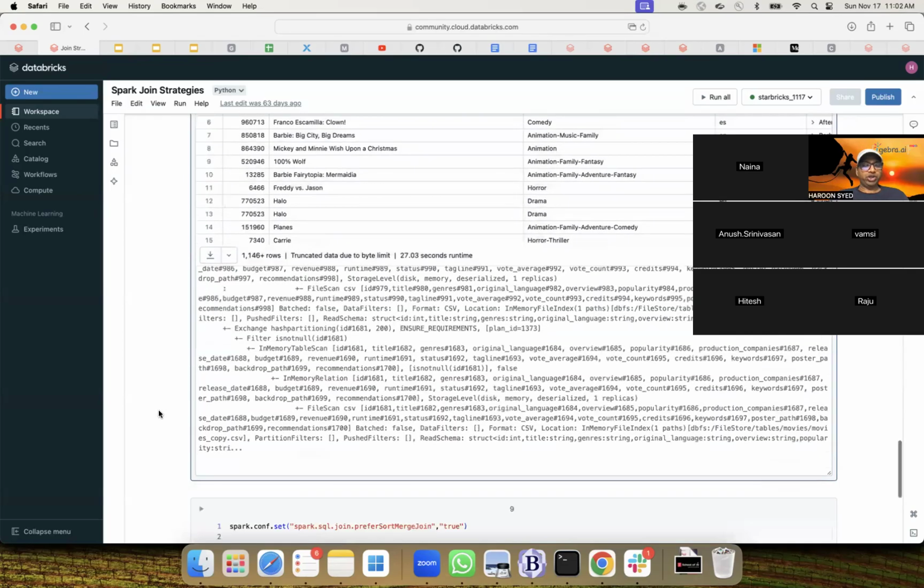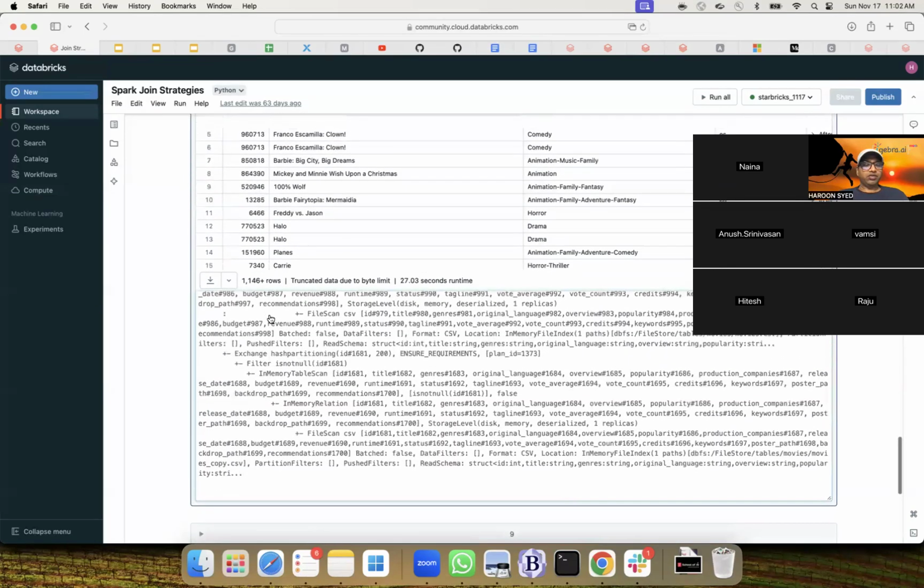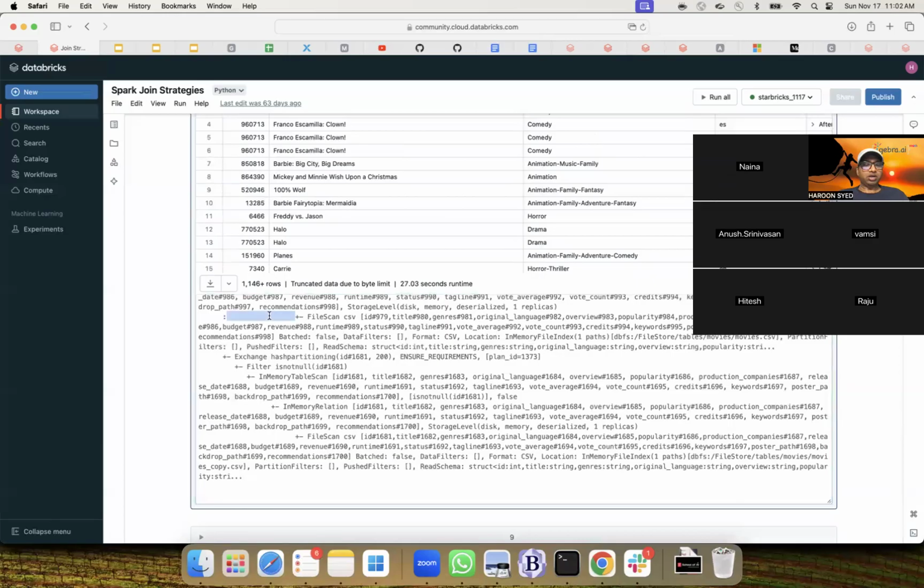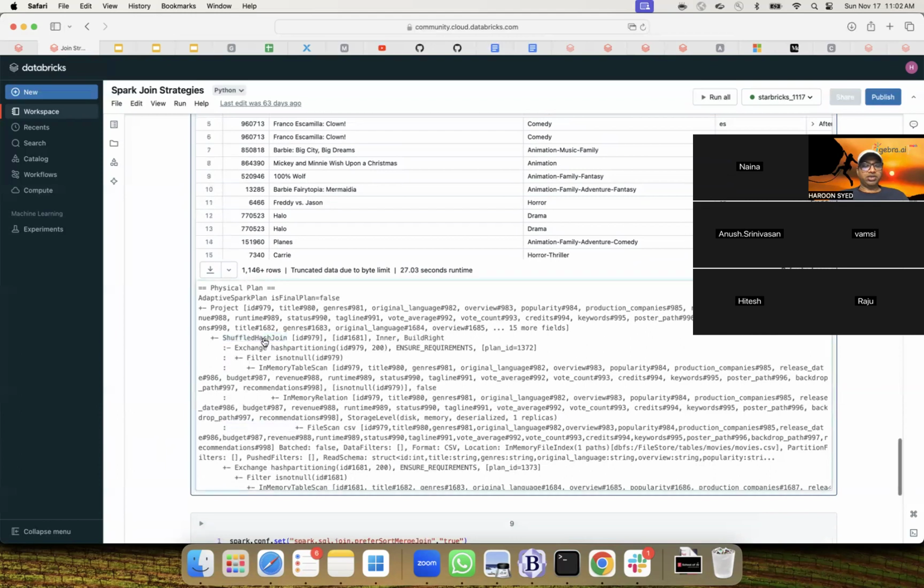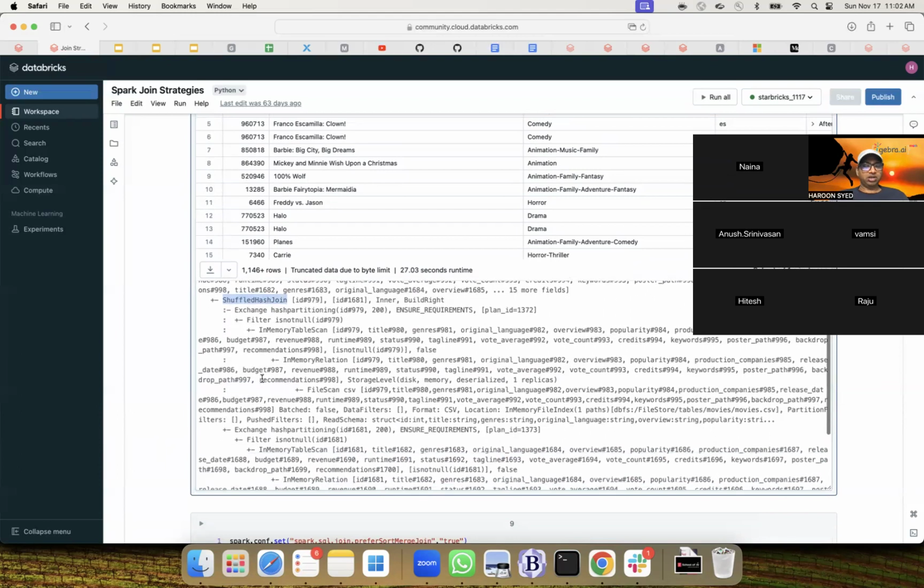If you look here, see, it uses shuffle hash join. Exchange hash partition. So even if you make a copy of it, it does not guarantee that the same partition will be on the same node. So the shuffle hash partition is what it is using here.